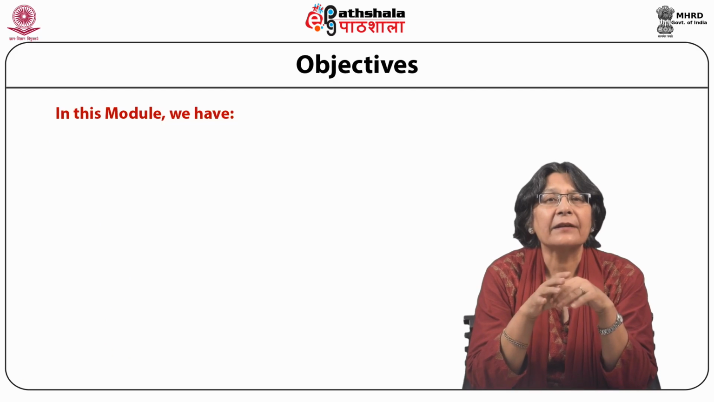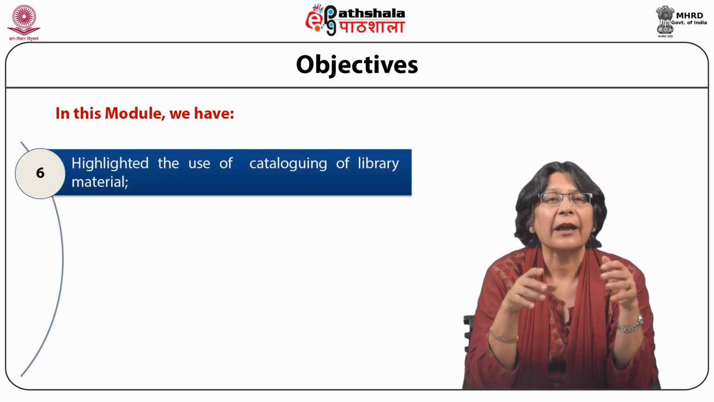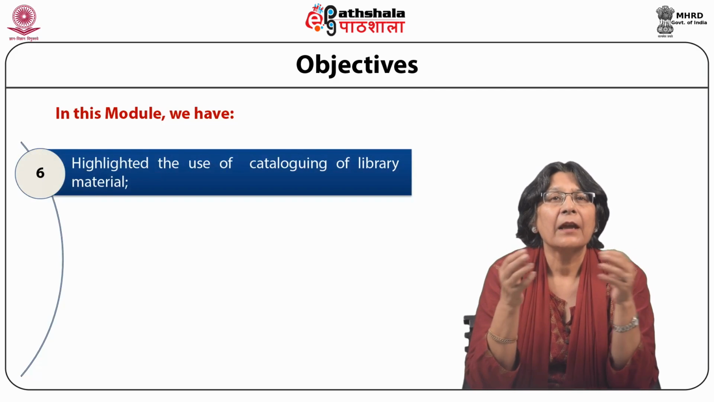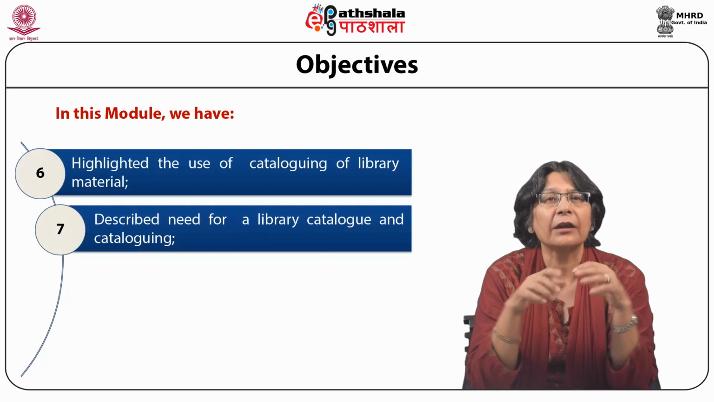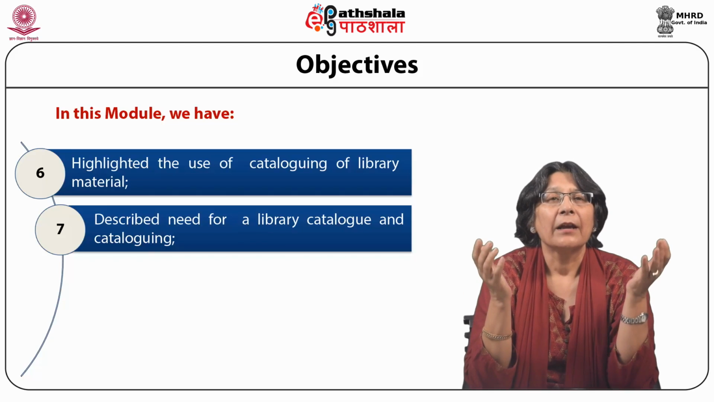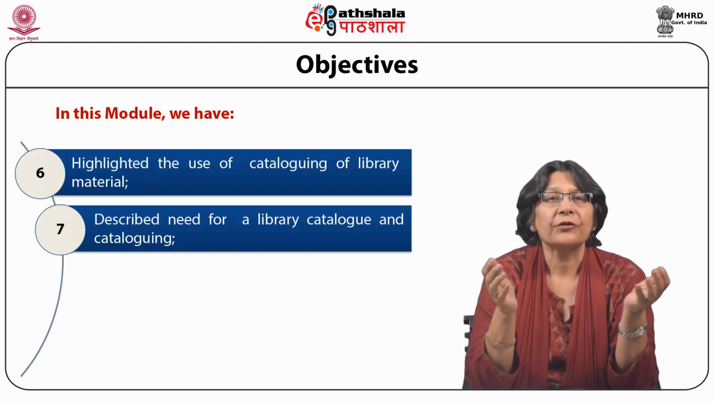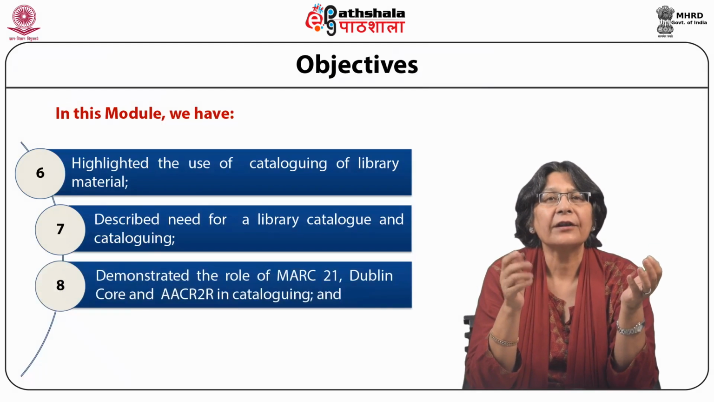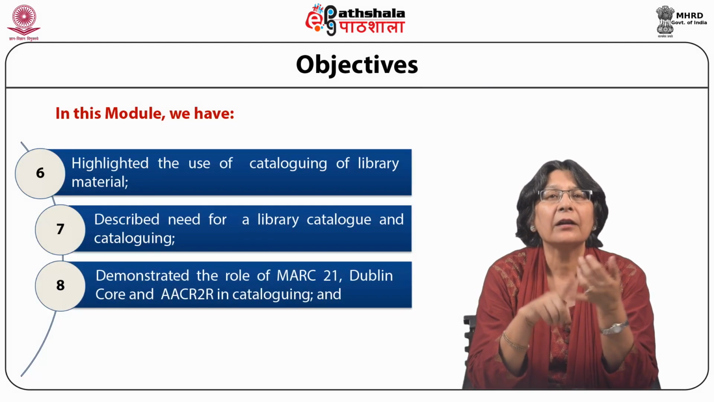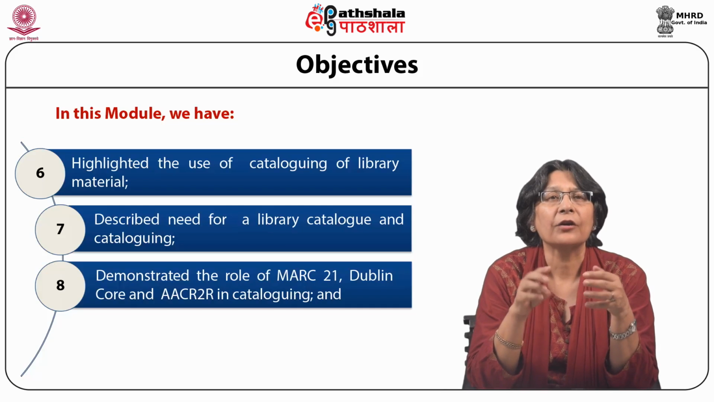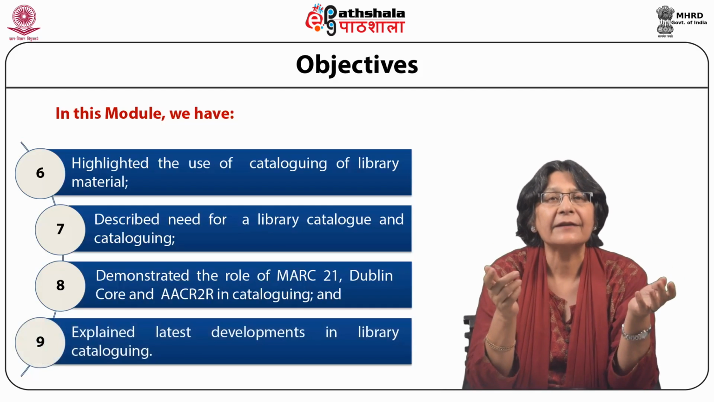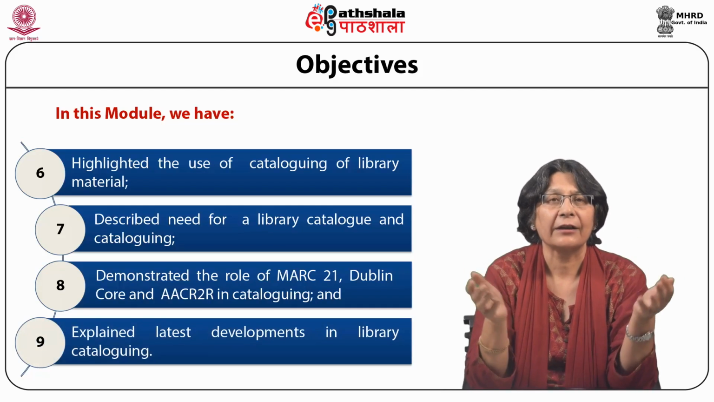The next aspect is the use of cataloging in library materials. We have described the need for a library catalog and cataloging in libraries. Because we are using computerization, we have demonstrated the role of MARC II, Dublin Core and AACR2R in cataloging and explained the latest developments in library cataloging.